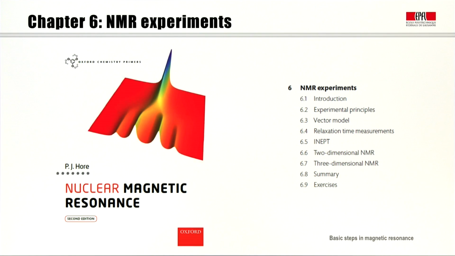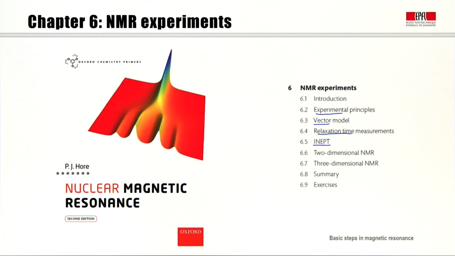So, chapter 6 is built up as follows. We start with a brief discussion of how the experiments are actually done, and it turns out that to understand these experiments one has to see what the magnetization does, and the magnetization is best represented in terms of vectors. Now, equipped with experiments and vectors, we can consider how to measure relaxation times, both longitudinal and transverse relaxation, and then we can move to some more sophisticated experiments, such as this one.